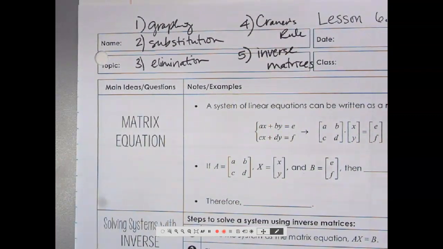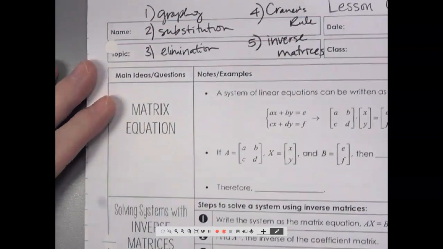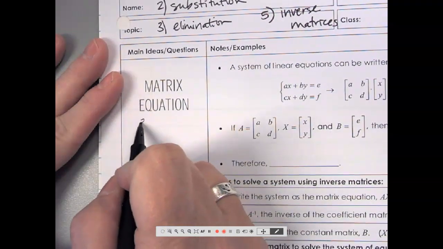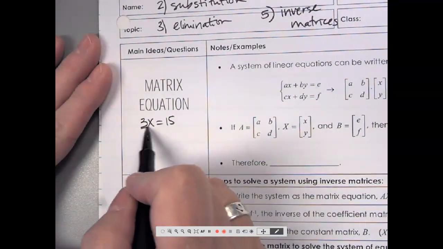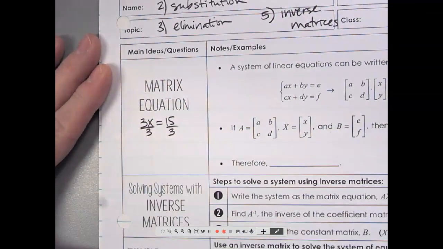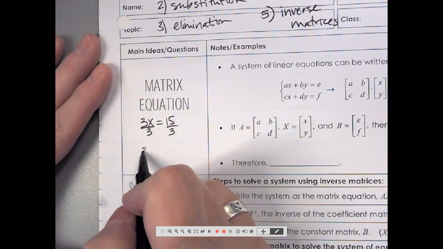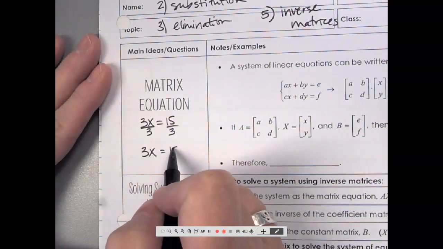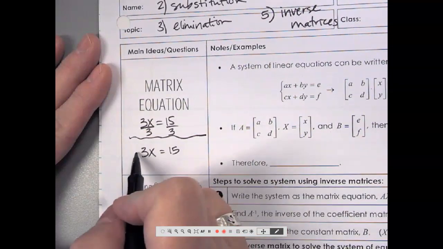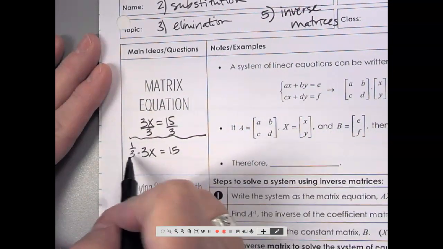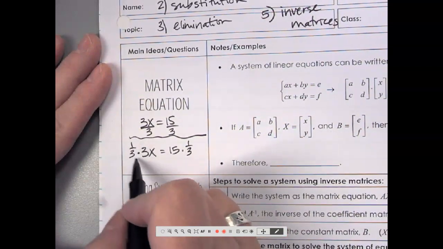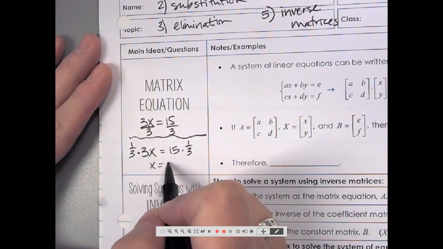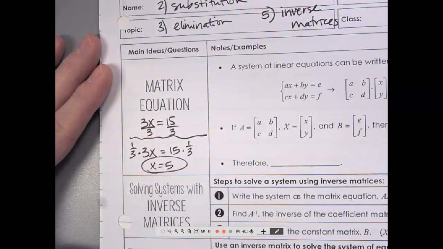Okay, so inverse matrices will kind of work like this. If we have an equation 3x equals 15, we divide by 3, correct? To solve for x. Couldn't we also get the same result if we multiplied by the reciprocal? Okay, so 1/3 times 3 is 1, 5 times 1/3 is 5. So it gets the same result.